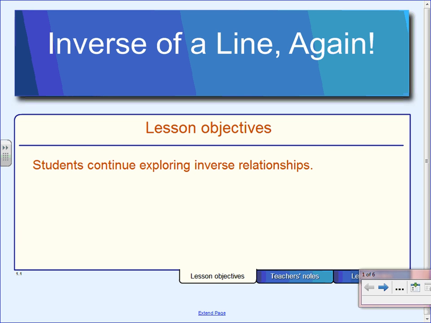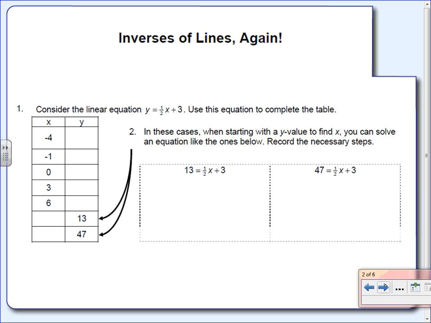So what we're going to do is expand on what we talked about yesterday, and we're still looking at those inverses. So here we go. Number one, they give me the equation y equals 1/2 x plus 3. And what they want me to do is complete the table using this equation.